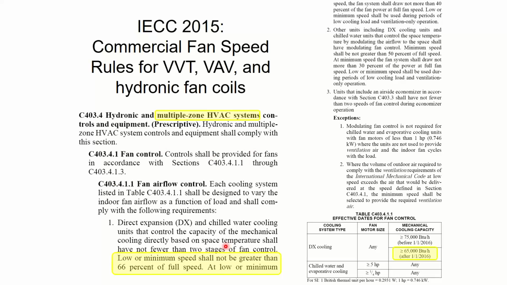When they first launched the new code and they were doing training on it, they kept saying you got to put it on every system, and we were like, why? It only says hydronic and multi-zone. Like, really? Why is it only? Oh crap! They literally put it in the wrong spot. It should be basically 403.5 instead of 4.1.